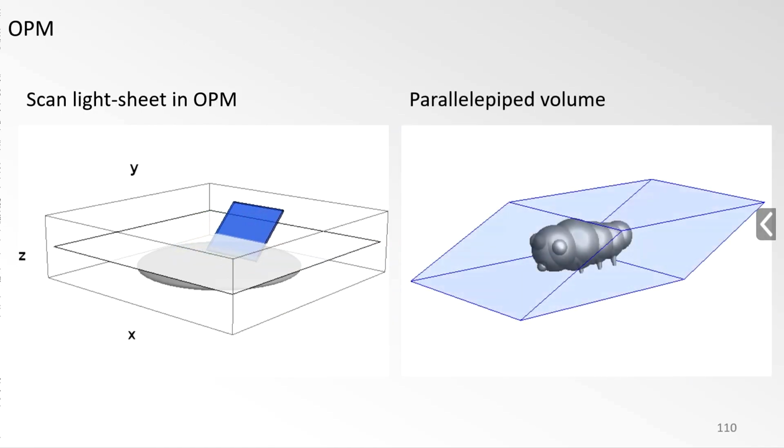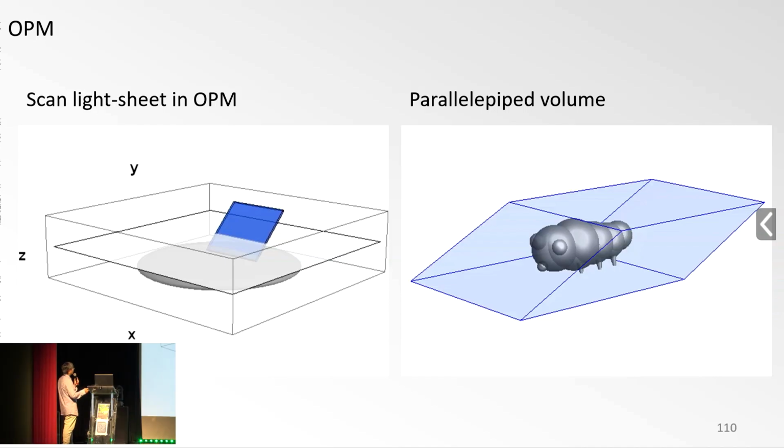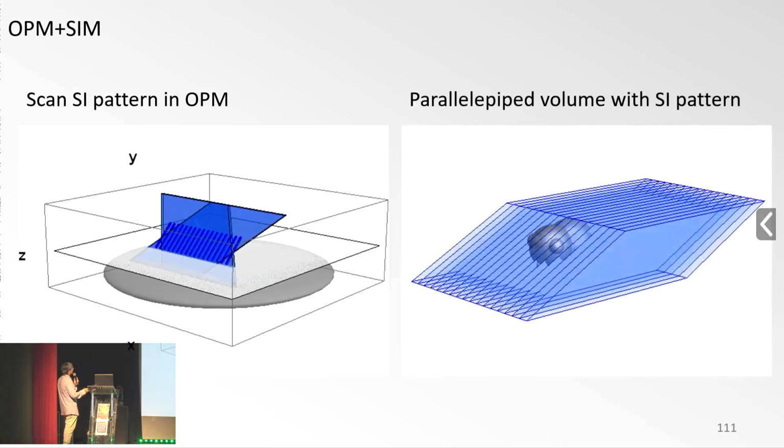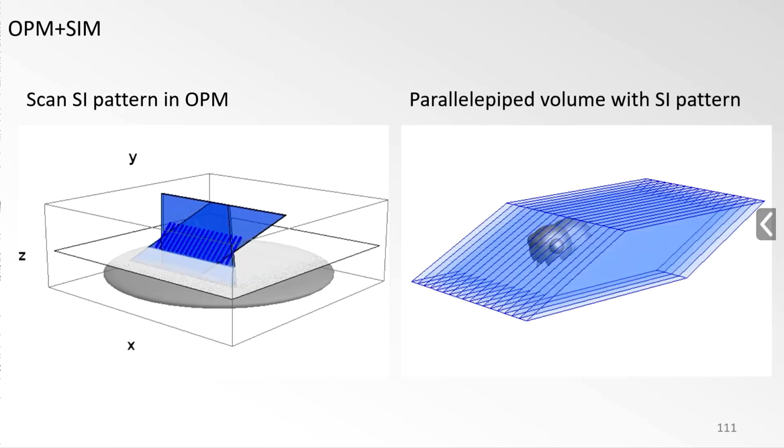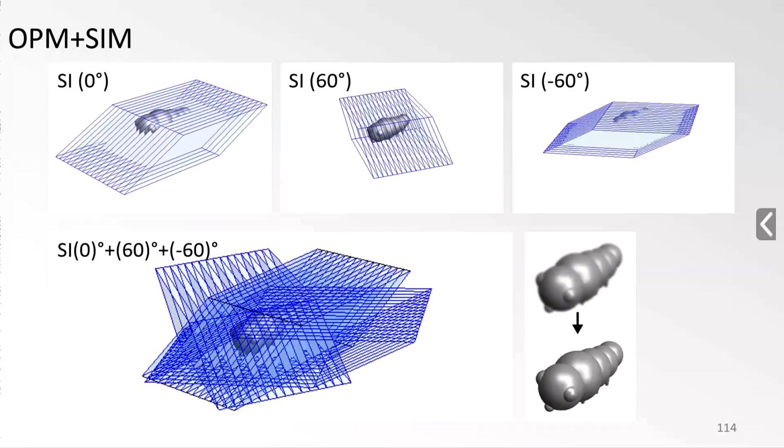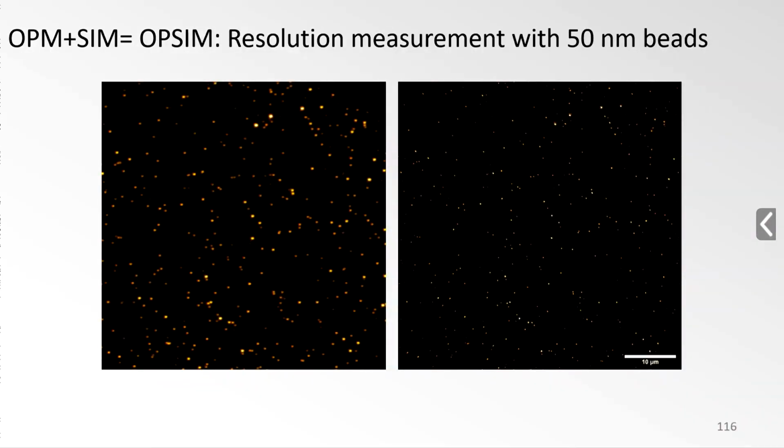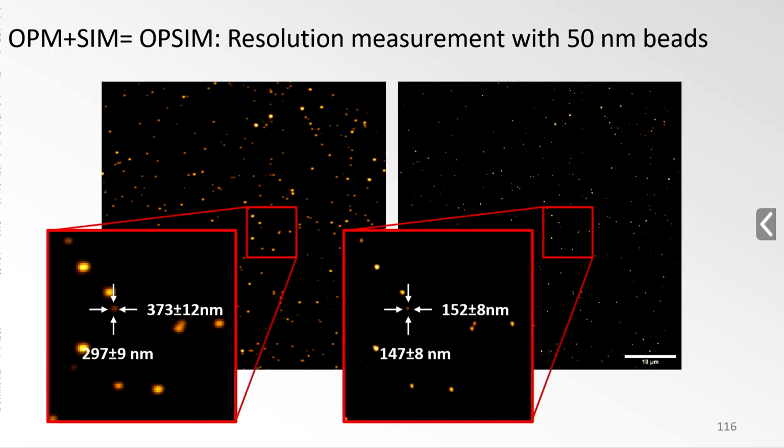So as a result, in the past we created the whole stack. This is the so-called parallelepiped volume. Now with this interference pattern, we can have this parallelepiped volume with the structured illumination pattern. And of course, we acquire the stacks in 3 different orientations, and through the regular SIM reconstruction, we can get a higher resolution image. So here are some results. This is 15 nanometer beads in agarose, and if you zoom in here, now you can see we increased the resolution from about 300 nanometers to up to 150 nanometers, which is about 2 times resolution improvement.